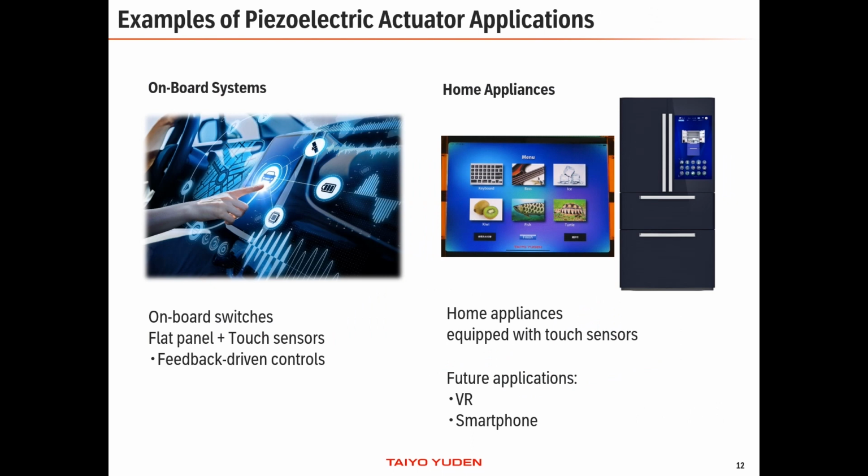Today, there is an increasing number of vehicles featuring onboard control switches that are being implemented on flat panels with touch sensors. In vehicles where safety is critical, feedback on a switch operation is considered indispensable. At the same time, the number of home appliances with touch panels is increasing as IoT advances. In addition, demand for feedback functions will surely rise in the future for VR devices, smartphones, and home appliances equipped with touch panels.